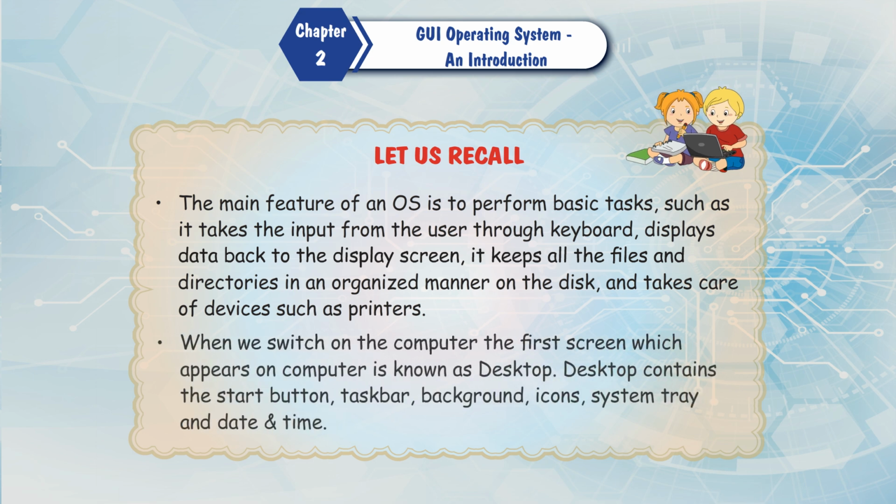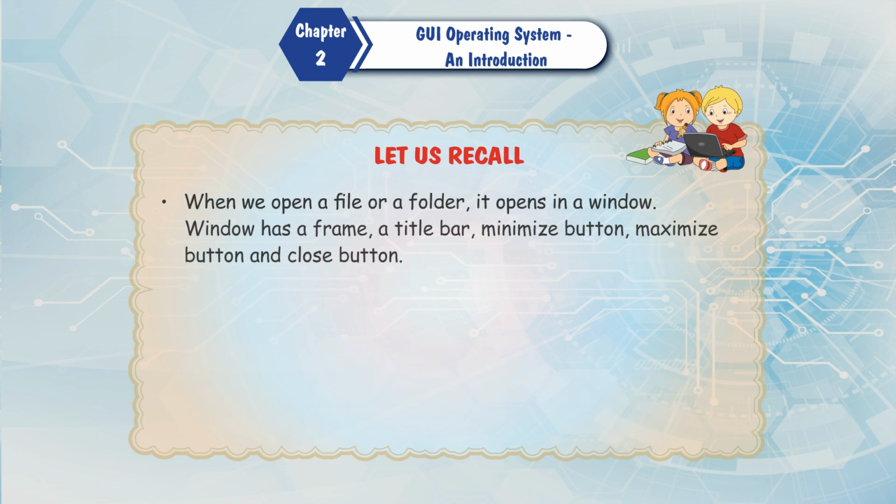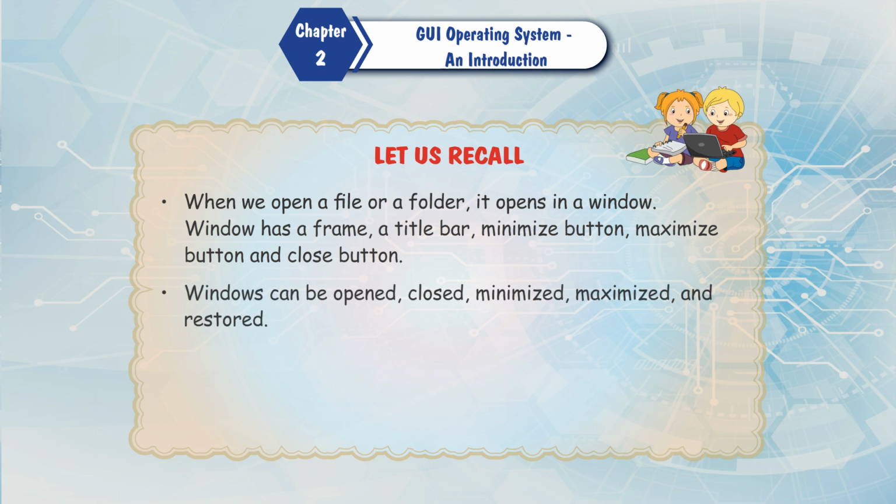When we switch on the computer, the first screen which appears on the computer is known as the desktop. Desktop contains the Start button, taskbar, background, icons, system tray, and date and time. When we open a file or a folder, it opens in a window. Window has a frame, a title bar, minimize button, maximize button, and close button. Windows can be opened, closed, minimized, maximized, and restored.